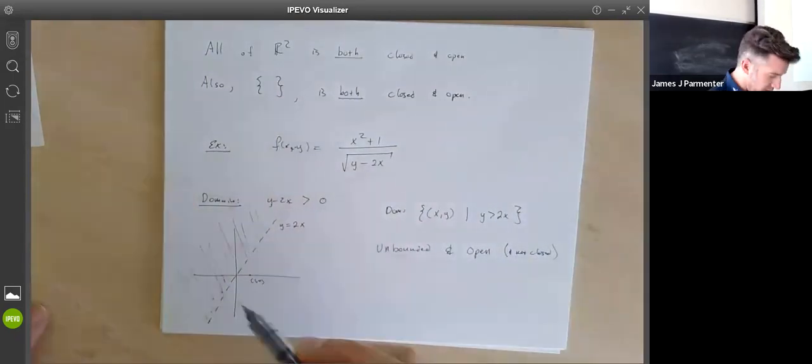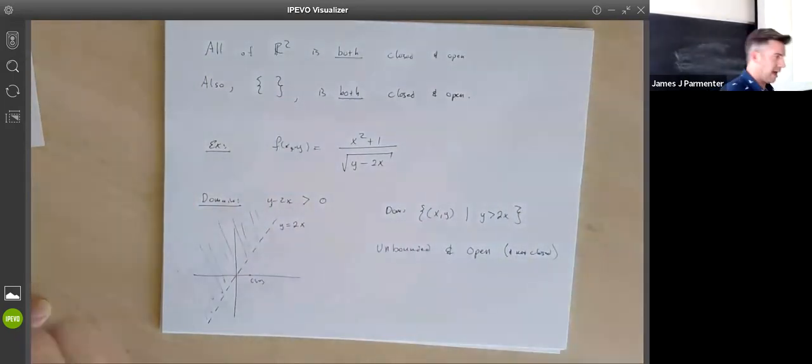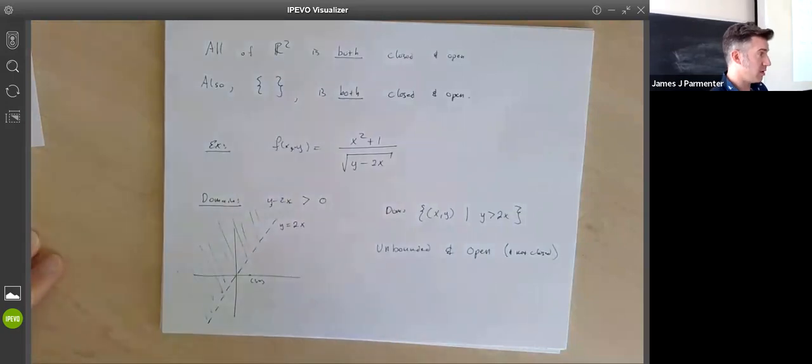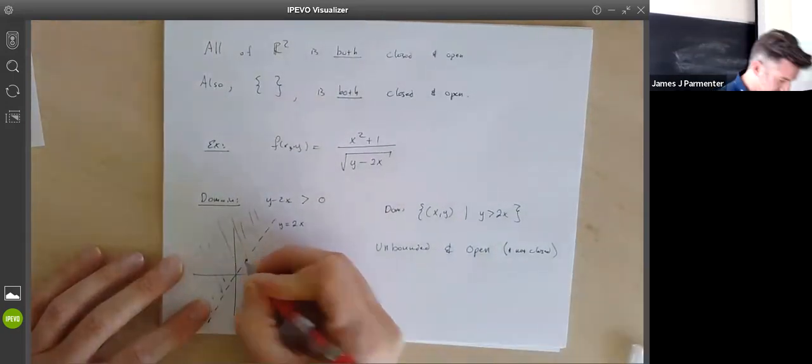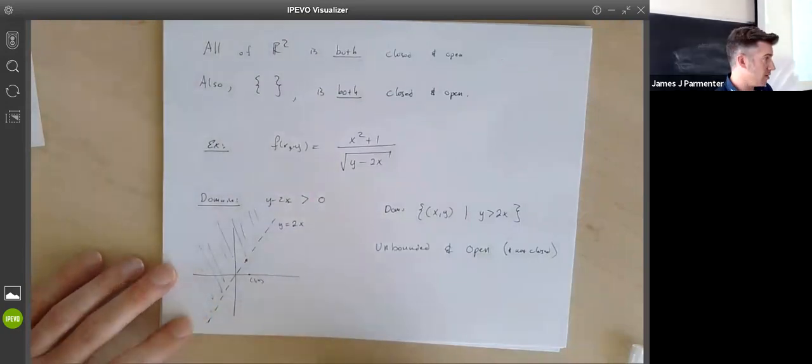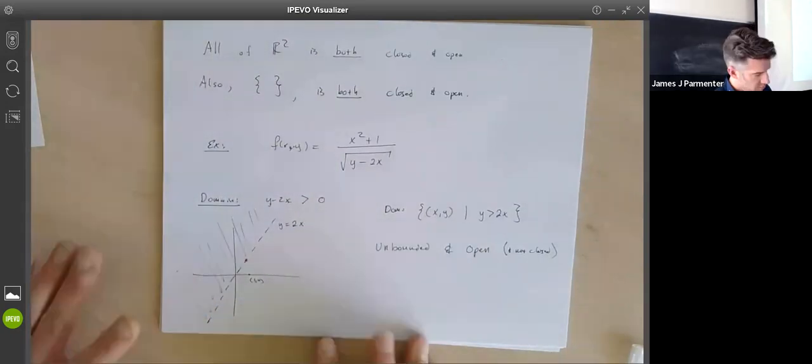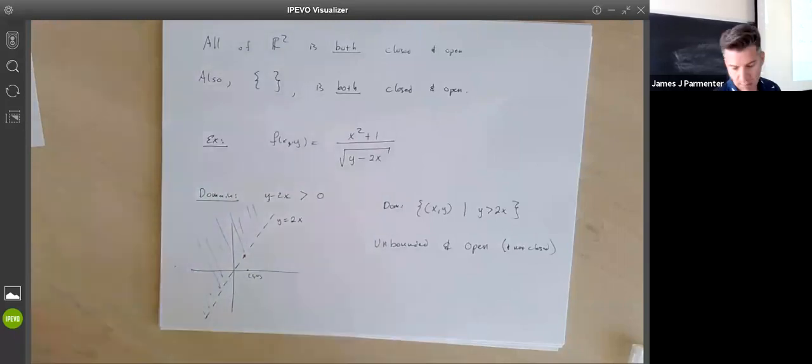It is open because for every point in my domain, if I pick a point, I can draw a little circle around it and it's still in the domain. It's not closed because I don't include my boundary points, right? That point right there definitely is a boundary point and it's not included in the domain. Okay, I think we've done it to death. We're going to move on.